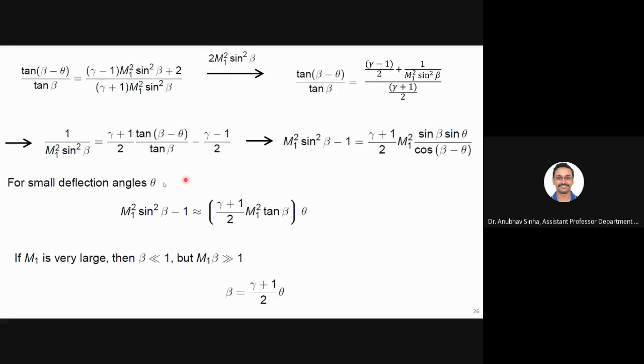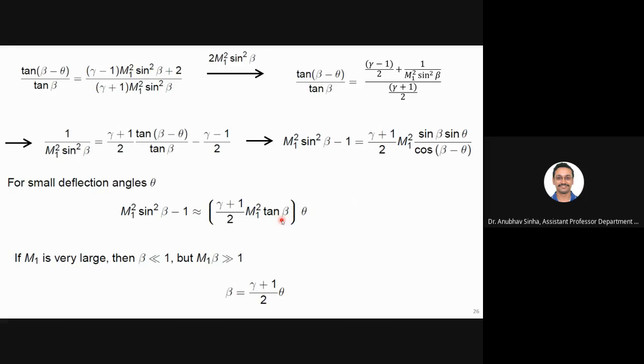Now, if your theta, the deflection angle is small, so I can say, for small theta, what can I say about sine theta? It will also be small, or I can say sine theta is equal to theta for small thetas, and beta minus theta will become beta. This will be negligible. So I will have gamma plus 1, this is the same as here, to m1 square tan beta.